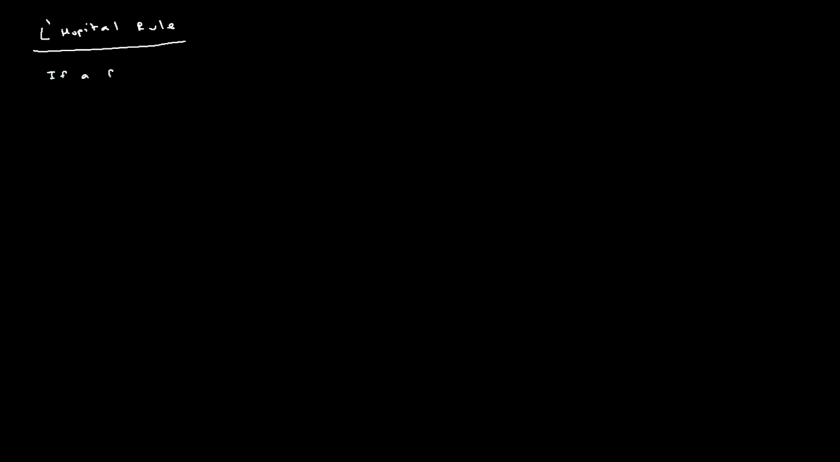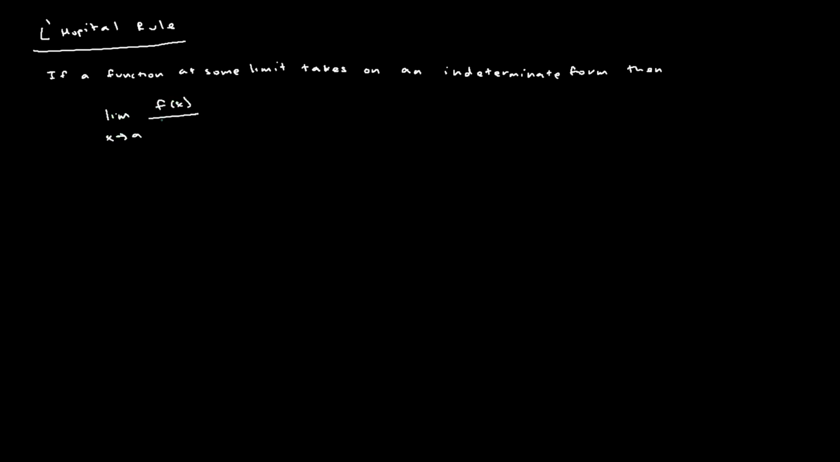a function at some limit takes on an indeterminate form, then the limit as x tends to a of that original function, which we can write as two functions, f of x divided by g of x, so I'm writing that original function just as the quotient of two functions, its limit is just the same thing as the limit as x tends towards a of the f prime of x divided by g prime of x.